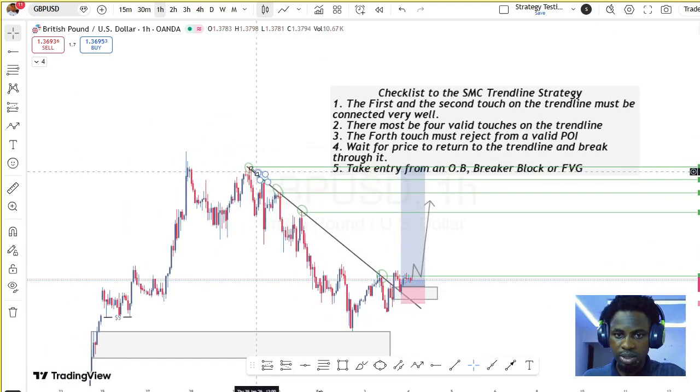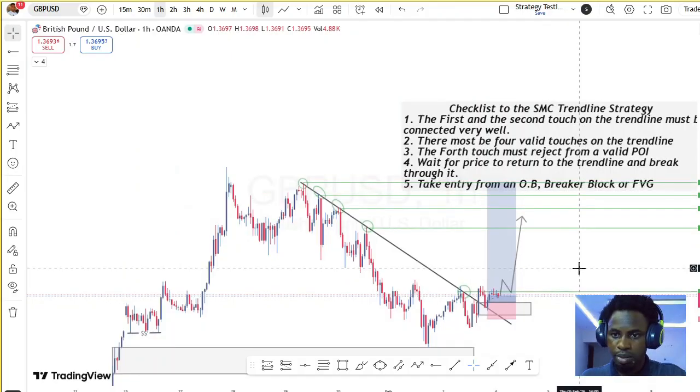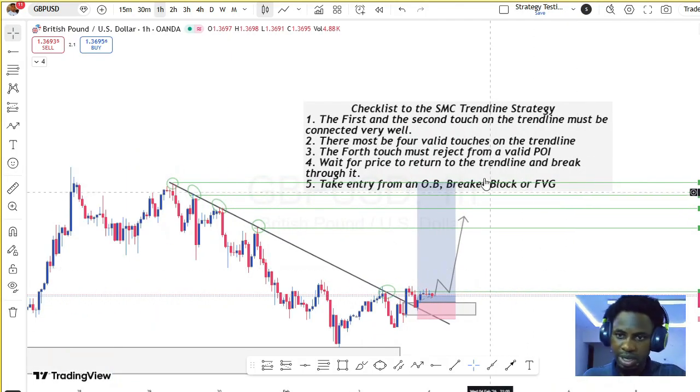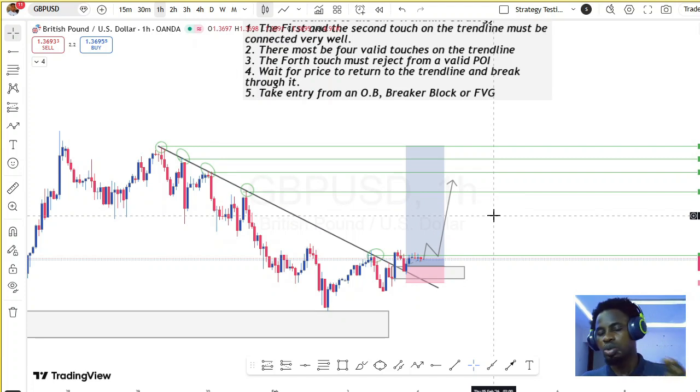But no matter what happens, I'm going to come back and update you guys. Probably by the weekend, if this trade has played out very nicely, I'll come back and update you guys. So now let's use another pair for example.